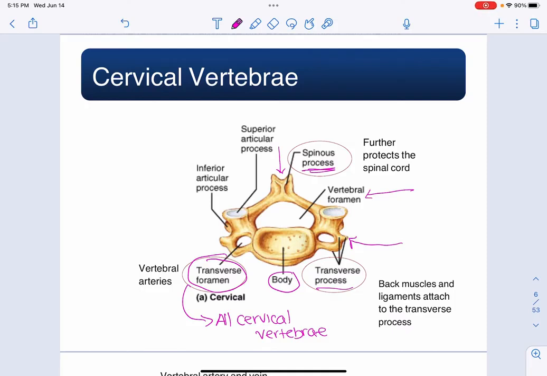And one other feature that I want to show you on this cartoon, and then I'll go on to show you actual real images of bone so that when you're sitting in lab, you are able to identify these features, because lots of times these cartoons exaggerate the features a little bit. As I was mentioning, since they stack on each other and articulate with the bone below and above, there's going to be a superior articular process on the top and an inferior articular process on the bottom.